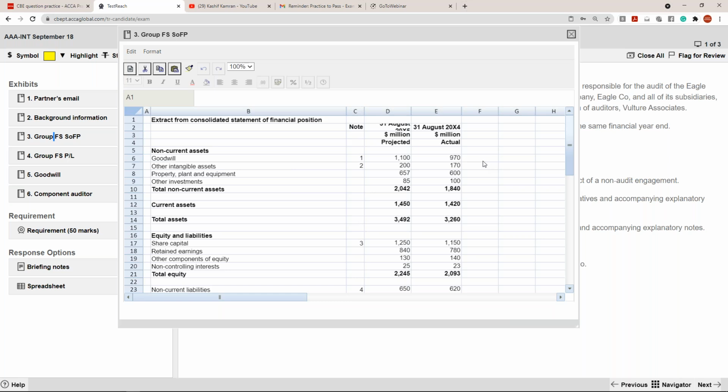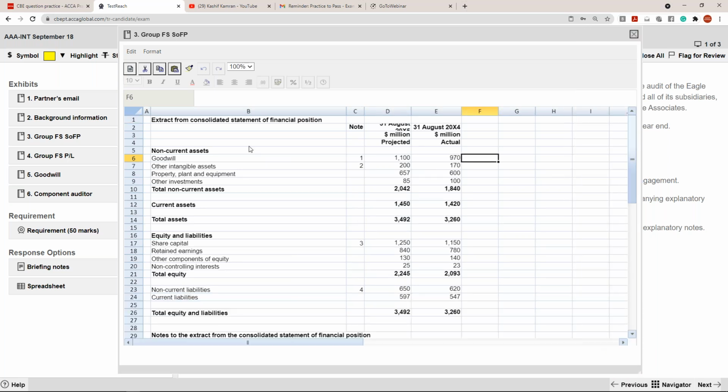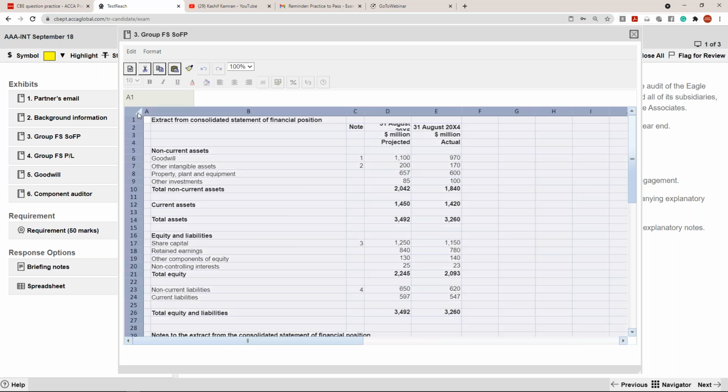Now, you cannot write anything in this SOFP. If I click a cursor on the Excel and start to write anything here, it says locked cells cannot be modified. So I cannot write anything on the Excel file because this is an exhibit. So if I want to do the analysis of the numbers, how would I do it? Can you see the top left corner of the Excel file where I'm putting my cursor? I put my cursor here, click, and everything gets selected.